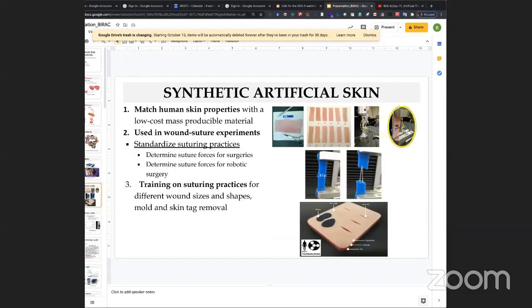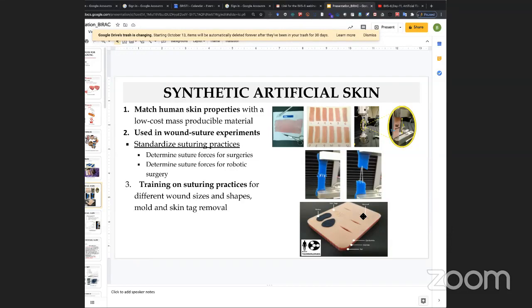Okay. So what is the main agenda here to make this artificial skin? So the idea is very simple and clean. We have to match the human skin mechanical properties with a low cost mass producible material. That's a very simple agenda, but very difficult to obtain, because we don't have knowledge of how the skin properties actually are, and we don't have knowledge of how the mimic material properties have to be. So that's why we have performed extensive research in this area and tested.